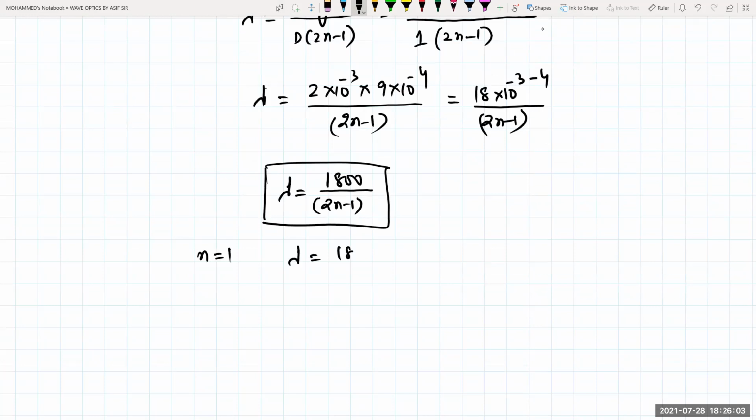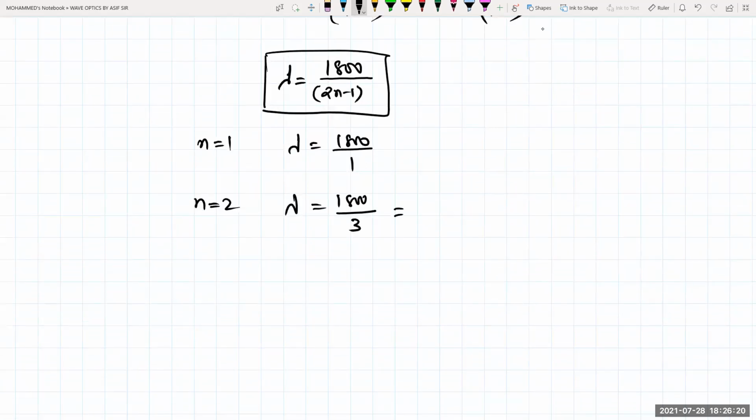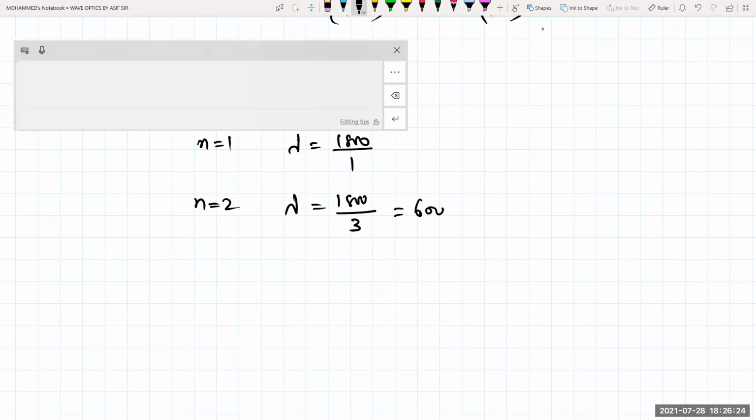For n equal to 1, lambda is 1800 divided by 2 into 1 minus 1, which is 1, so 1800. Then n equal to 2: lambda is 1800 divided by 2 into 2, 4, minus 1, that is 3. So 600 nanometers, which is visible.